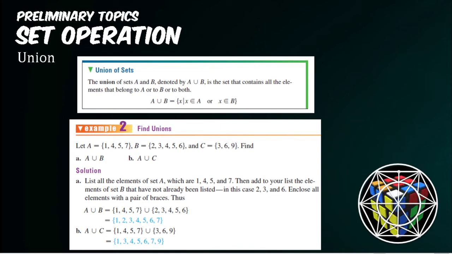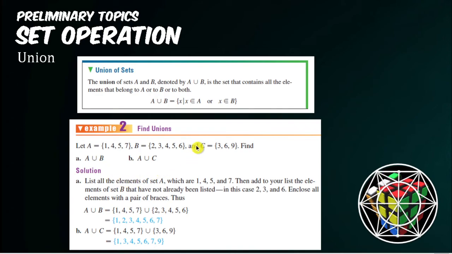Union is a combination. It's the set formed by combining all the elements of two or more sets. But if we speak only between two sets, then the definition of union is the set containing all the elements that belong to A or to B or to both. Take note again of the notations that we are using here. A union B is the set of all X such that X is an element of set A, and the term that was used here is the word or, X is an element of set B. Kanina sa intersection it's and, but this time it's or.